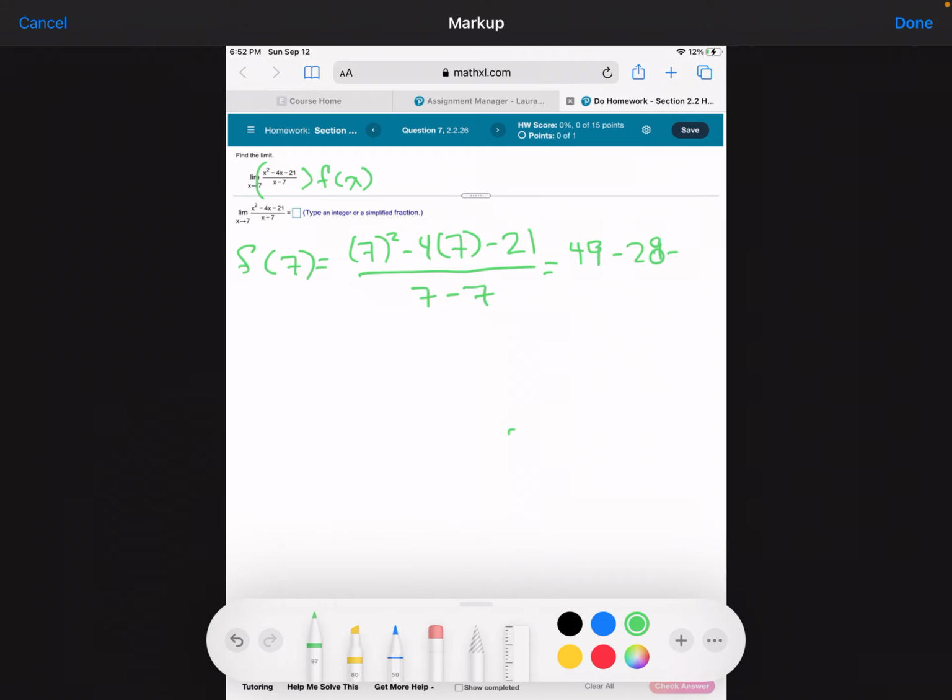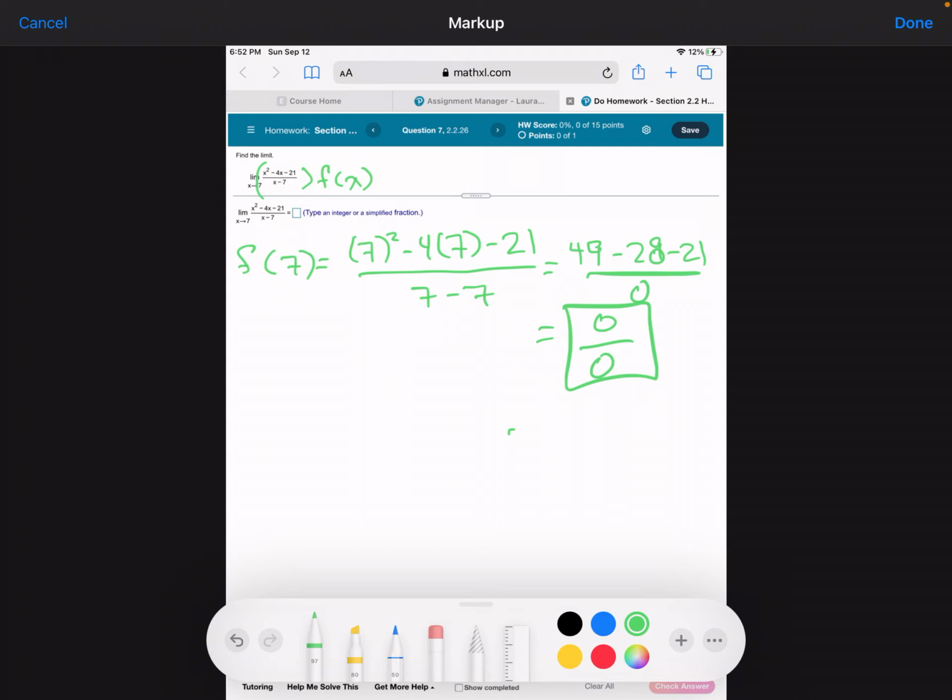(49, 28, 21) over 0. So notice we get 0 over 0. So again, when you get 0 over 0, you should think, I should be able to play with this. Remember, one of our first ways of playing with it is to try factoring it. And this is a rational function. Let's factor the numerator and denominator separately and see what happens.